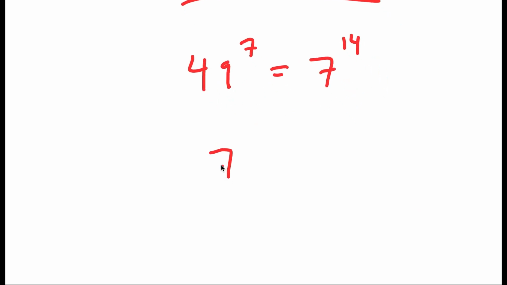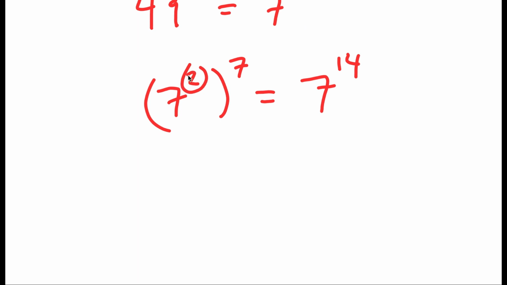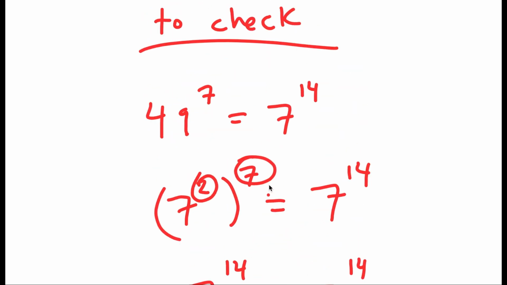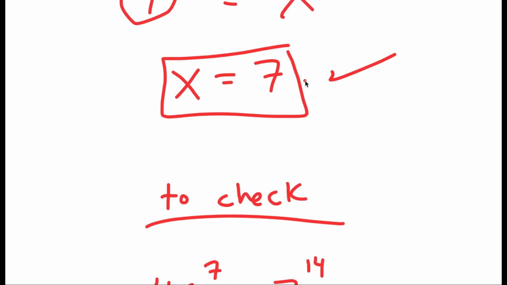49 is 7 squared, so I get 7 squared to the power of 7 is equal to 7 to the power of 14. And remember, these two multiply, and 2 times 7 is 14. So I get 7 to the power of 14 is equal to 7 to the power of 14. And because this is right, I know my solution is right.